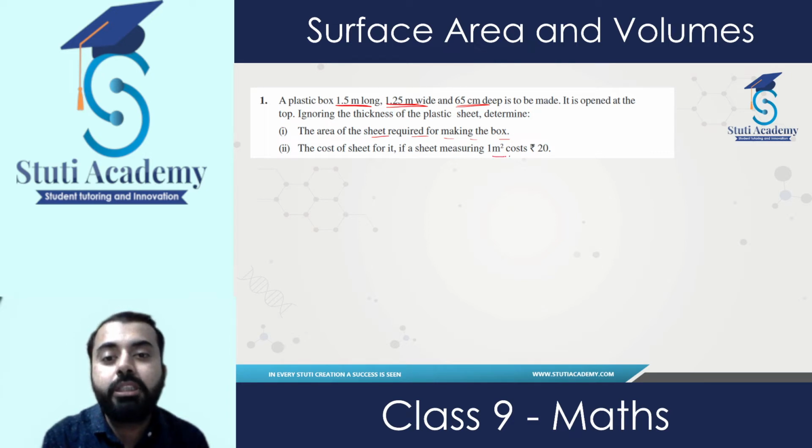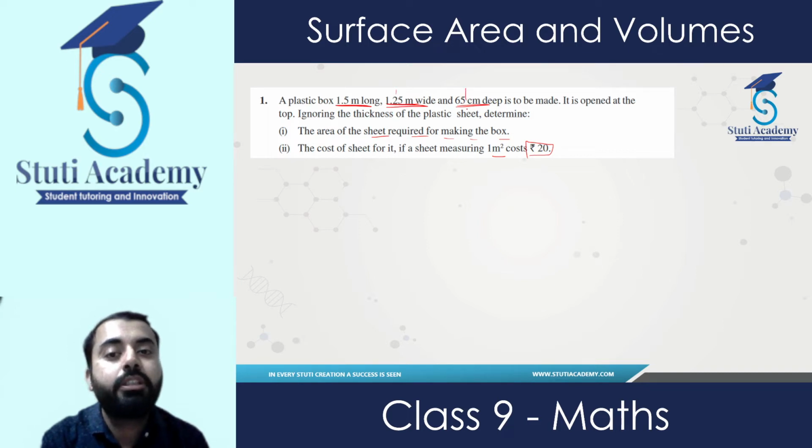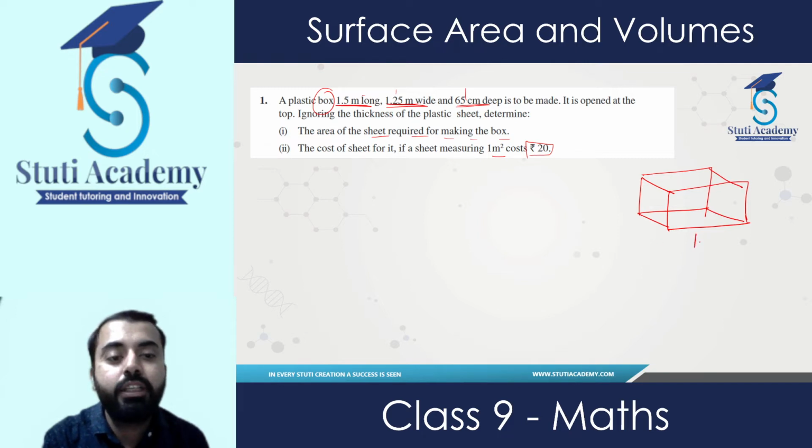The sheet measuring 1 meter square costs... Now it is given to you that I have a plastic box of dimensions 1.5 meter length, 1.25 meter breadth, and 65 centimeter depth. So that means it has three dimensions, a 3D figure. Now it is also given that it is a box, so you have to draw its dimensions are different, but our cuboid should be like this, right? If this is a cuboid and it is having a length of 1 meter and breadth of 1.25 meter and a height of 65 centimeters, what do I have to do?